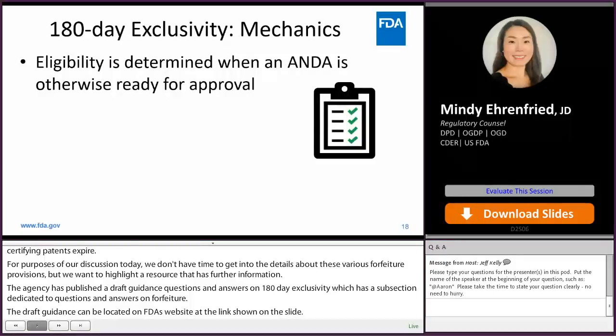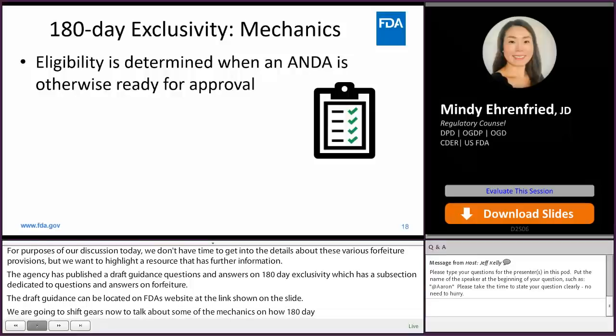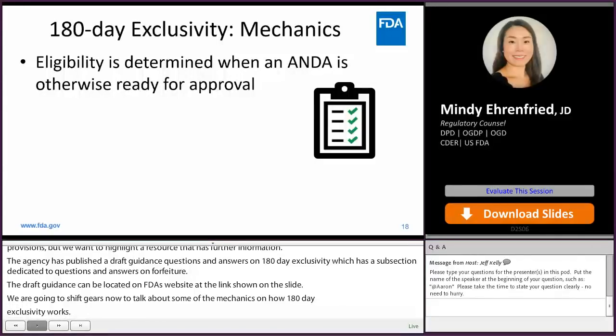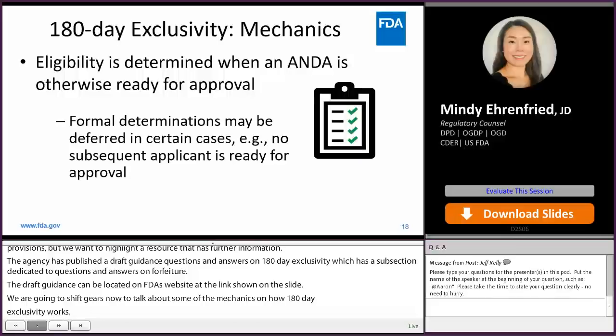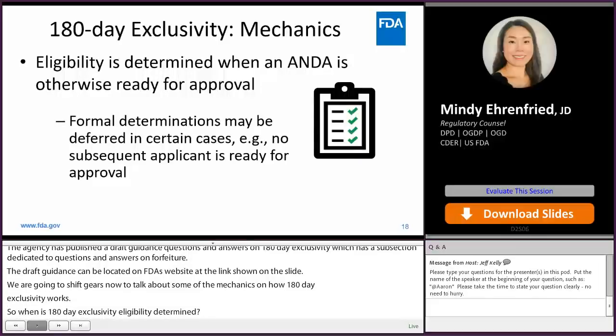So when is 180-day exclusivity eligibility determined? Generally, the determination is made when an ANDA is otherwise ready for approval. In some cases, a formal determination may be deferred, for example, if there is no subsequent applicant that is ready for approval.